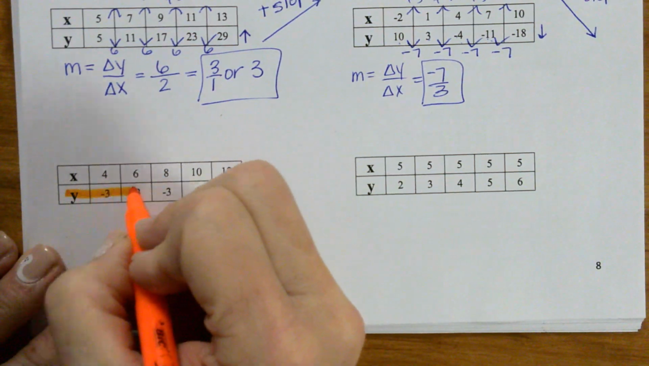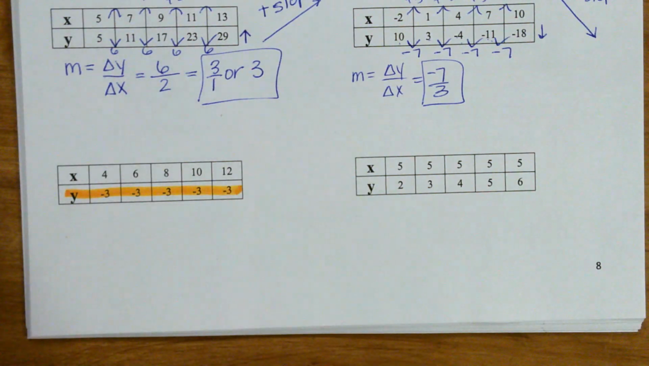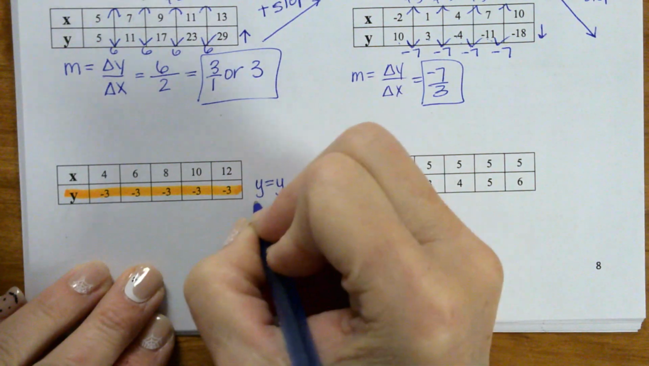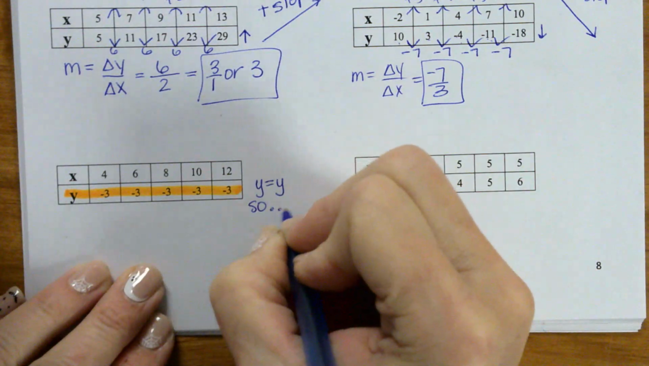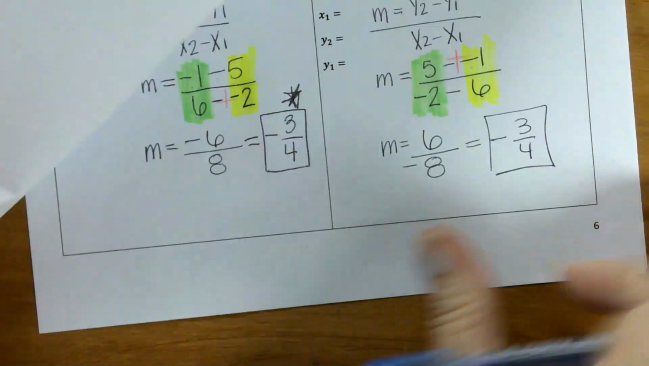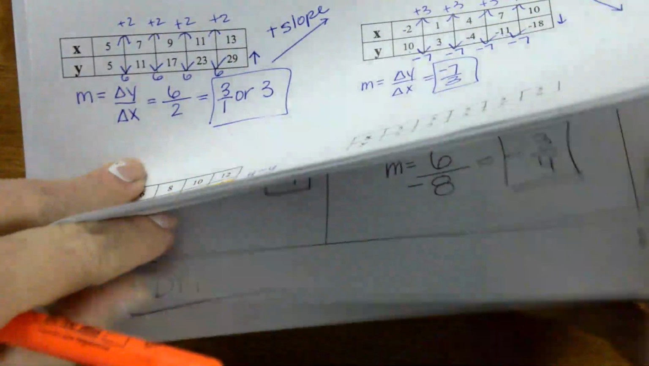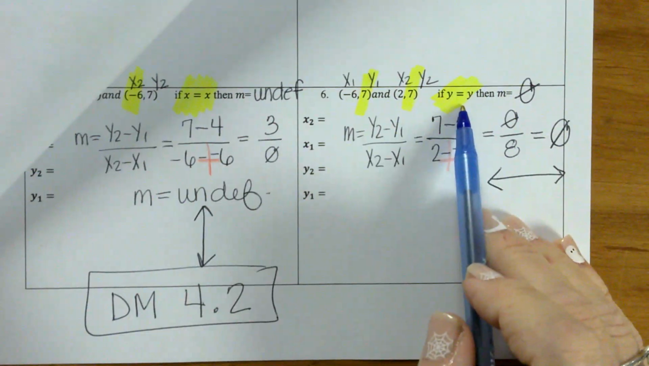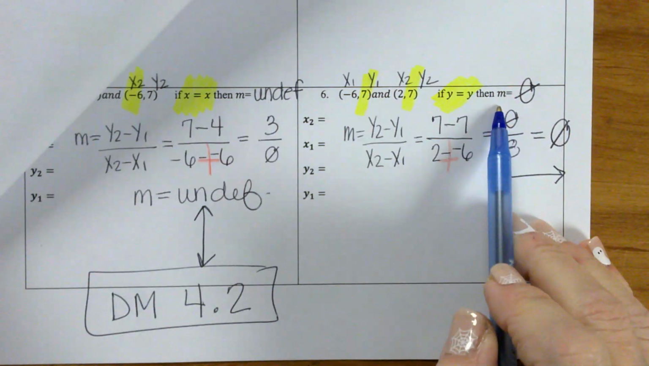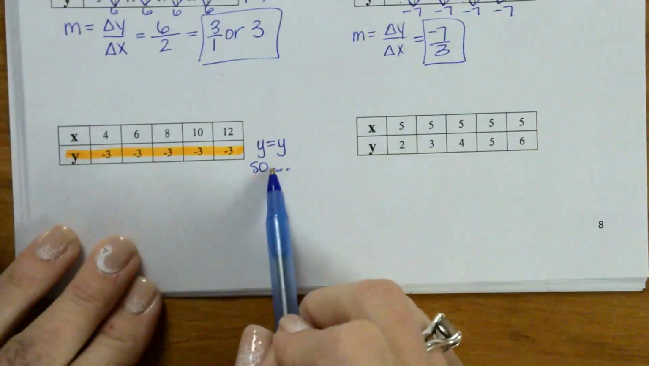Oh. What do you guys think about that? Look back a page. Y equals Y, so what? Look back a page. What does it say in your notes? Right here, I'm showing you how to use your notes. If Y is equal to Y, then your slope is what? 0.